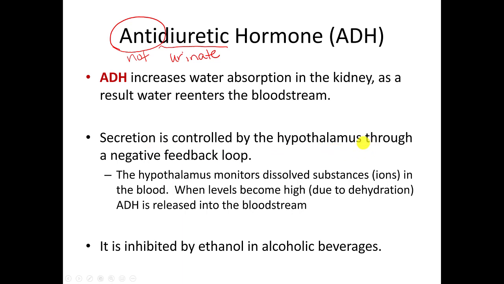Notice every one of these hormones we've talked about that come from the pituitary, they're all controlled by the hypothalamus. So the hypothalamus, remember, is constantly monitoring your blood. It is looking at the hormone levels in your blood, and in this case, it's looking at ion concentrations. When ion levels become high, this is usually because it's too concentrated. You don't have enough water. So when ion levels become high because you're dehydrated, the antidiuretic hormone will be released into the bloodstream.